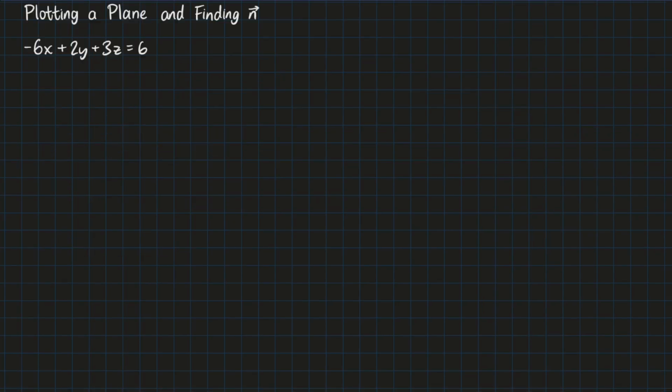So now let's go over plotting a plane and finding the normal vector n. So negative 6x plus 2y plus 3z equals 6 is an equation of a plane. Now before I go through the process of how to plot it and finding the normal vector, I'm going to show you an example in 2 dimensions first, so you can understand the idea of why I do what I do.